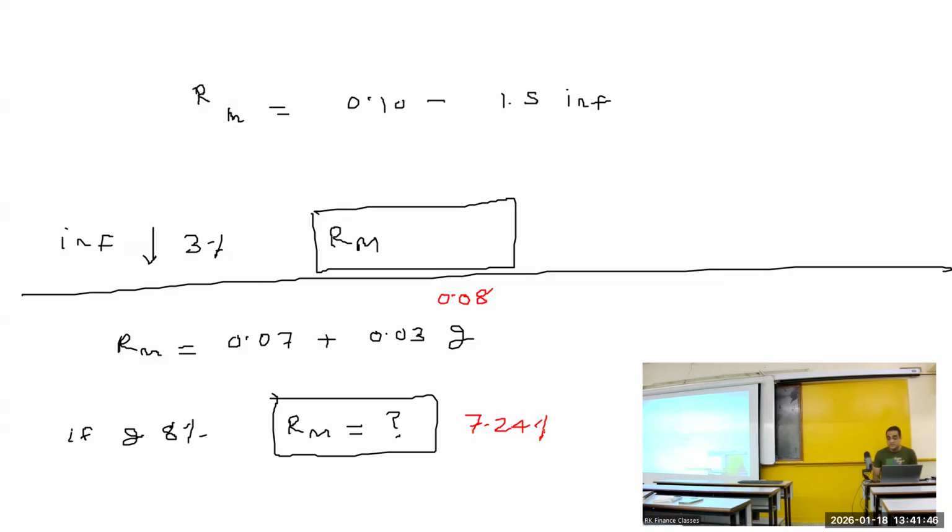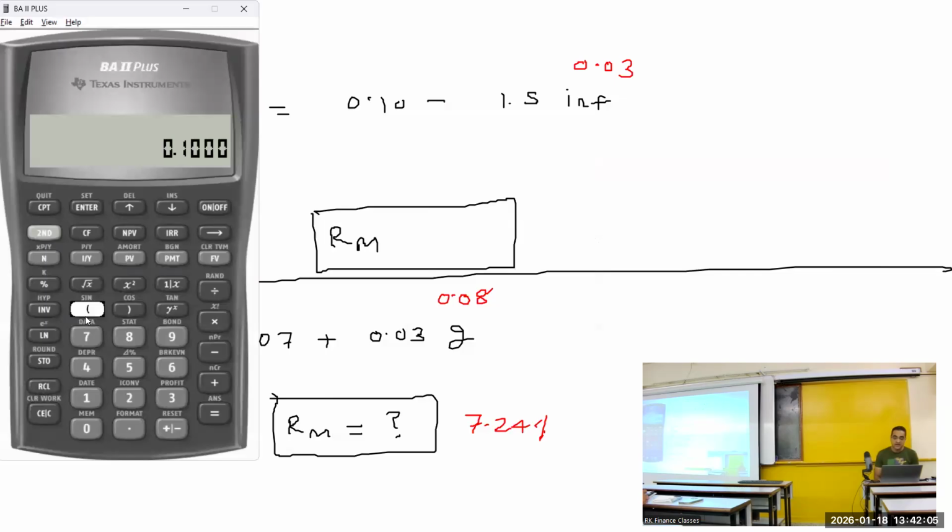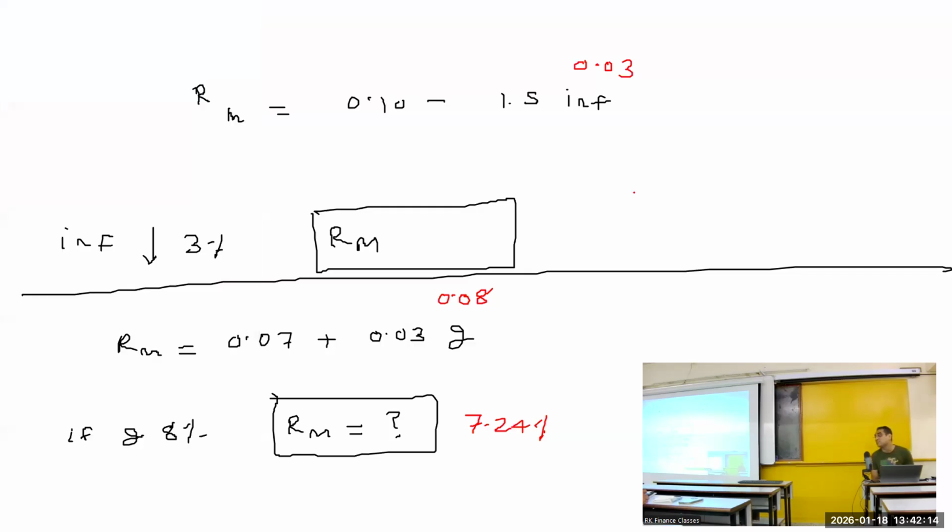Now the first question, if inflation goes down by 3%, her answer was wrong. What she did is she put 3% over here. Okay, she has put 3% over there. Guys, silent please. And then she did the calculation like this: 0.10 minus bracket open 1.5 into 0.03 bracket close. You got 5.5 as answer. But my question was not if inflation is 3%. My question was if inflation goes down by 3%.